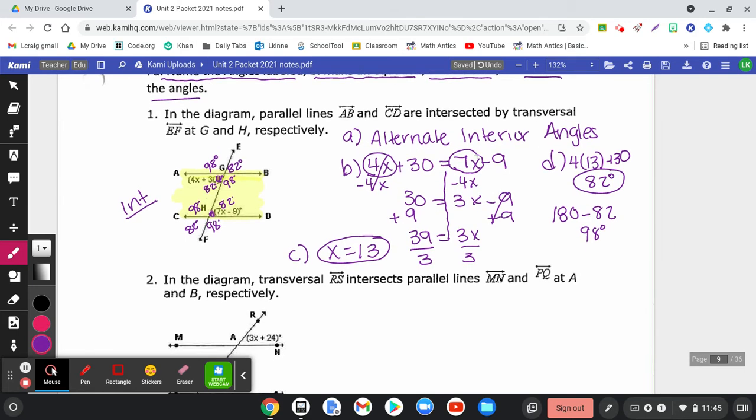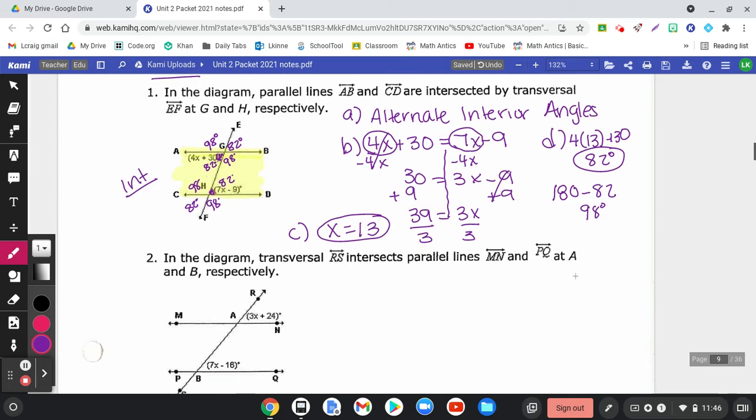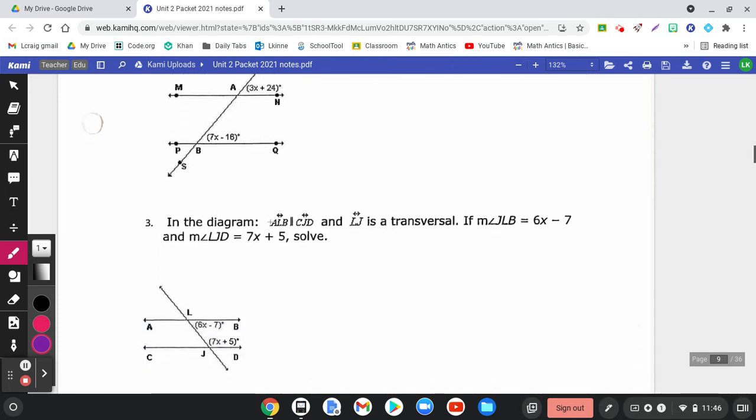And again, while you're doing this, I would write it in your packet so that way you're getting the solutions down. It's exactly what we would be doing in class, but this way, if you have to be out, you're able to still get the notes and see how we're doing it and not just seeing what we're doing. All right, so again, decide what type it is, set up an equation, solve, and find the angles.